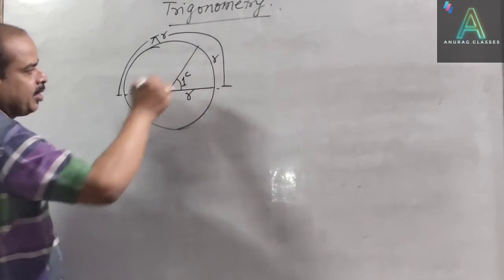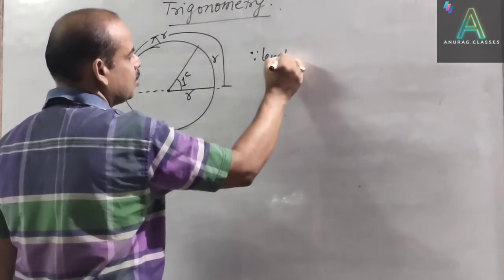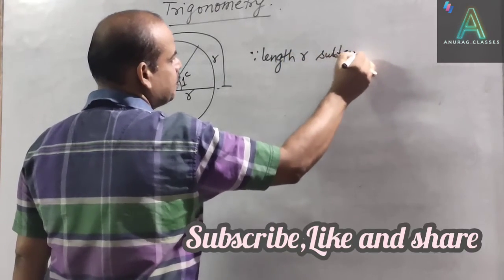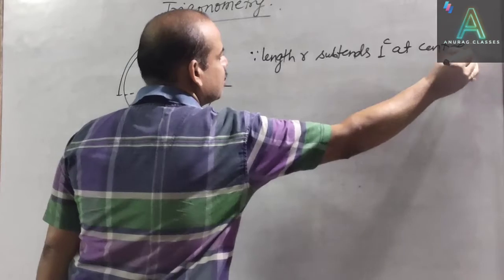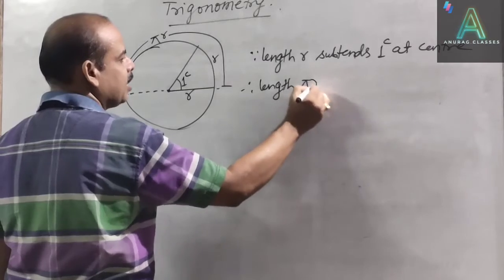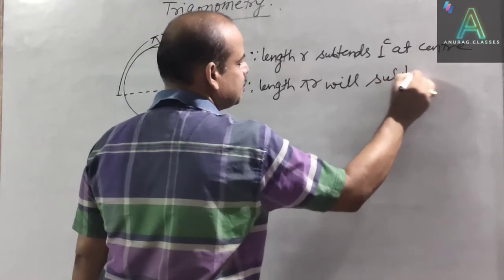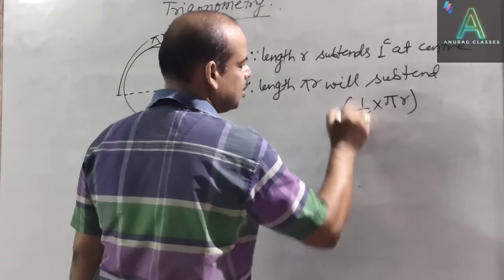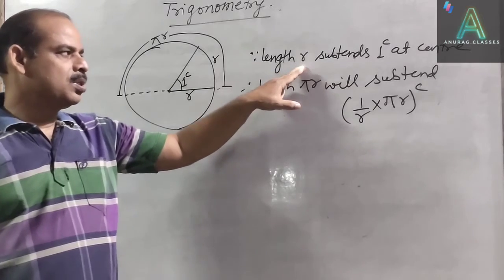So by checking, since length r subtends 1 radian at center, therefore length pi r will subtend 1 by r into pi r radian. I think it is very clear to you.